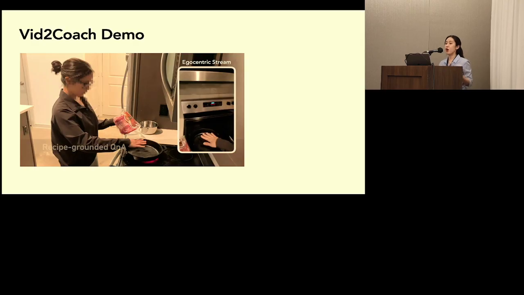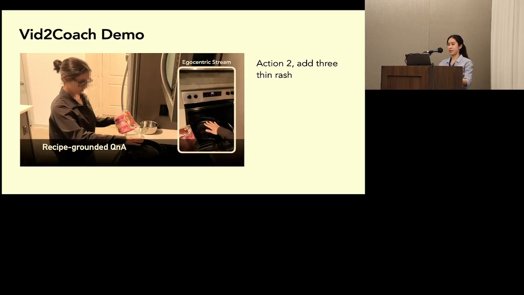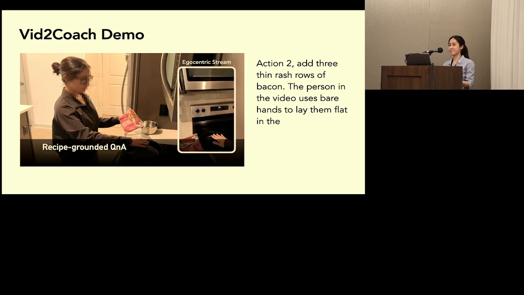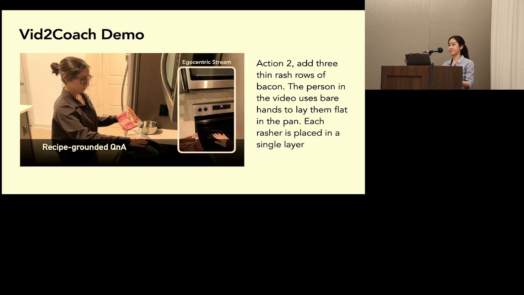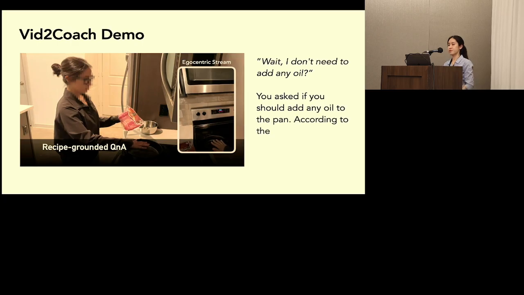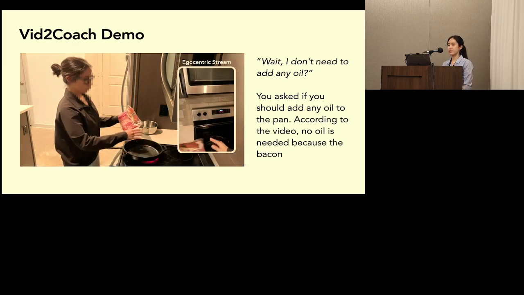And Vid2Coach also answers users' questions with the context of the video. Action 2. Add 3 thin rashers of bacon. The person in the video uses bare hands to lay them flat in the pan. Each rasher is placed in a single layer to ensure even cooking. Wait, I don't need to add any oil? You asked if you should add any oil to the pan. According to the video, no oil is needed because the bacon will render its own fat.